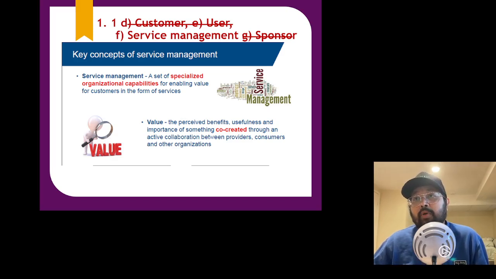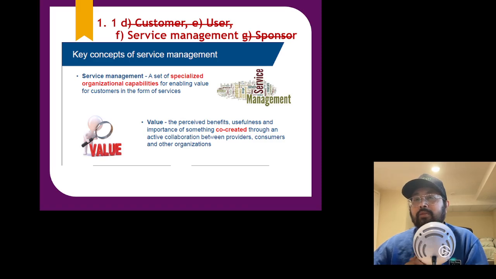Then the question comes, what is value? The value, the perceived benefits. So value is what we receive, the benefits from a service. Usefulness and importance of something co-created through an active collaboration between providers, consumers, and other organizations. So whenever the service provider, consumer, or any other parties work together and co-create something from a service that benefits users, consumers, service provider, everyone, that creates value.